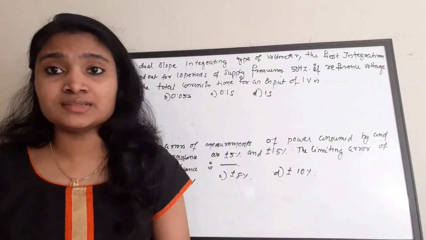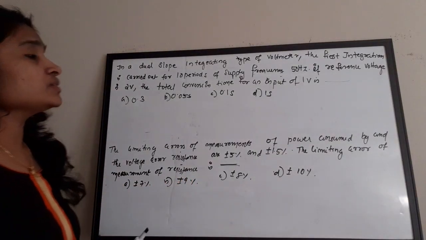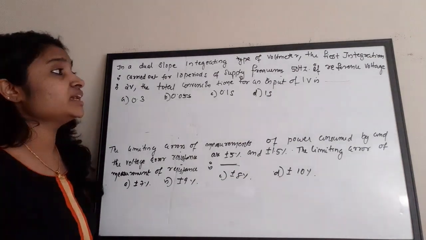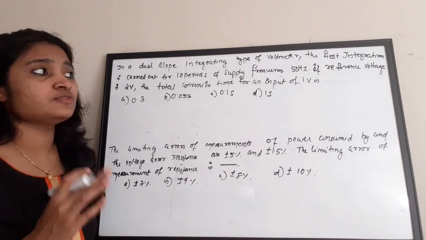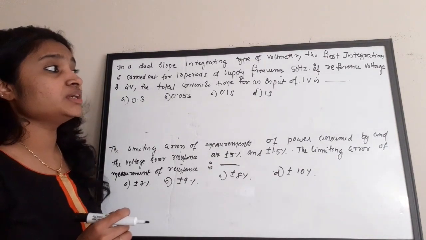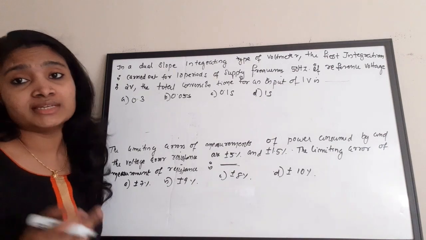The next set of questions is this. In a dual slope integrating type of voltmeter, the first integration is carried out for 10 periods of supply frequency 50 Hz. If reference voltage is 2 volt, the total conversion time for an input of 1 volt is dash.